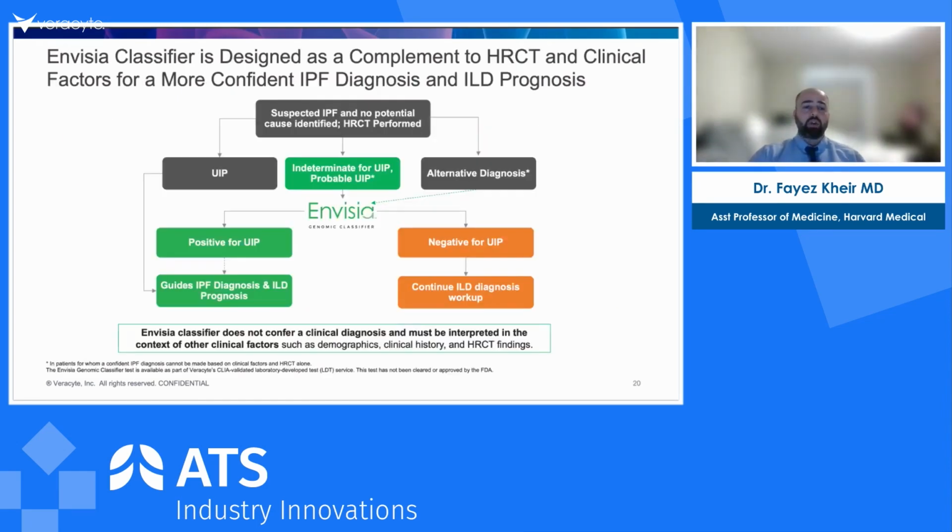So how can we incorporate Envisia in our practice? As we discussed before with Dr. Scholand, usually Envisia is important when you have an HRCT pattern that is indeterminate for UIP, or if you have a probable UIP pattern but the clinical factors do not fit IPF very well. For example, in a woman less than 60 coming with an HRCT pattern of probable UIP, Envisia can really help diagnose a molecular UIP pattern versus a non-UIP.